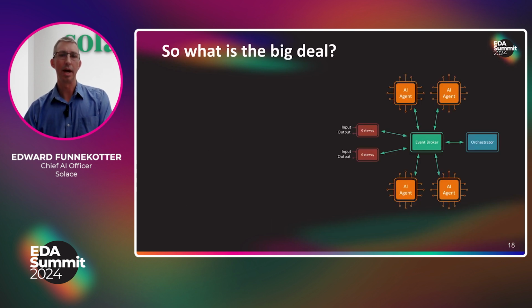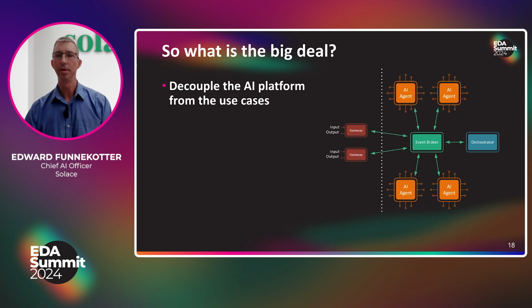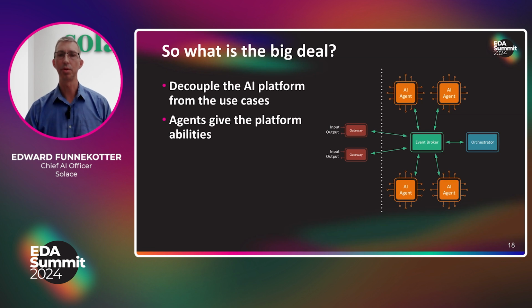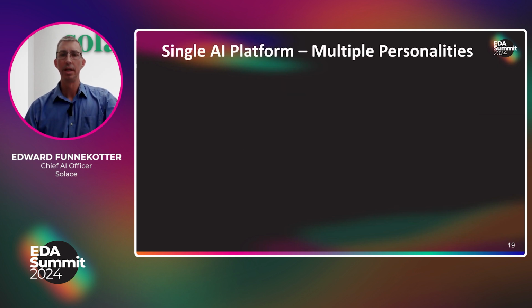So I've already described how the platform is created, but let's dive deeper into one of its awesome properties. We can decouple the AI platform from its use cases. Agents give the platform its abilities, while the gateways control the access and the role of the system. They also can worry about all the annoying interface details to allow many different ways to access the platform. Now let's look deeper into what this really means.